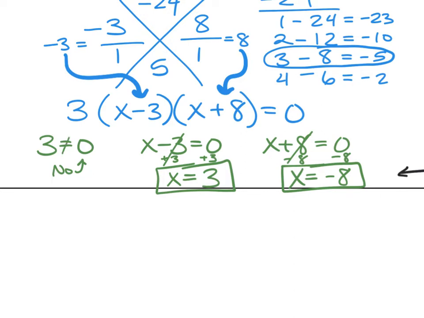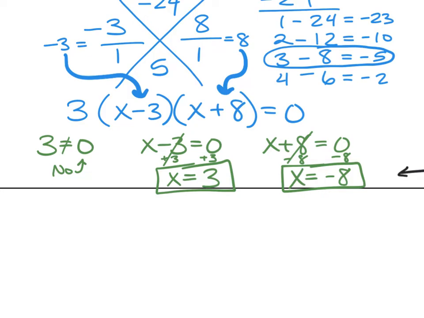But if we go to the second one, x minus 3 equal to 0, well, that's an equation I can solve. I'm going to add 3 on both sides so that I get x equal to 3. And voila, there's one of my solutions. On the second one, I would do x plus 8 equal to 0, subtract 8 from both sides, and solve for x equal to negative 8.